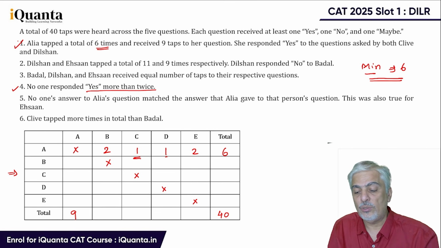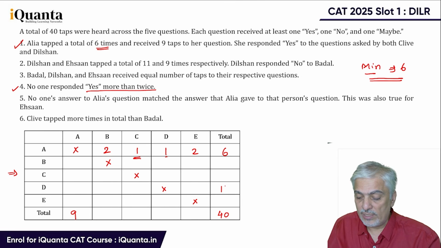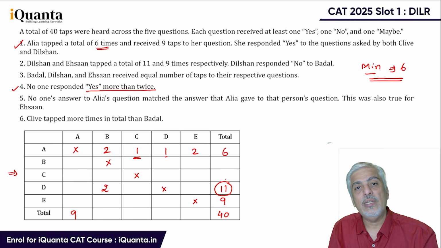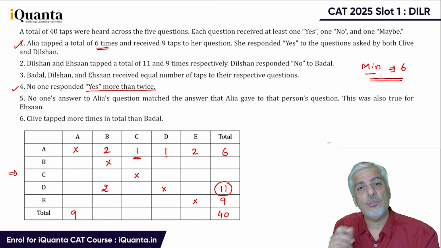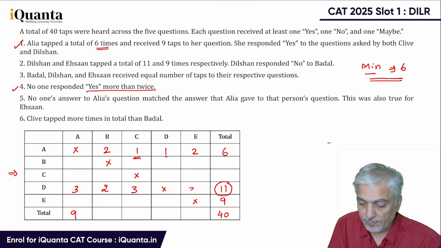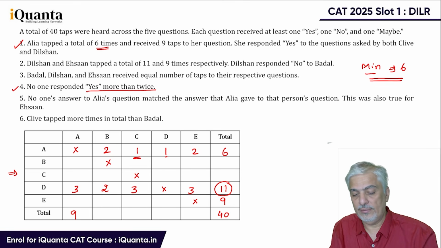Dilshan and Ehsan tapped a total of 11 and 9 times. So Dilshan has tapped total 11 times, Ehsan 9 times. And they've also told us that Dilshan responded no to Badal. So Dilshan gave a 2 to Badal. Now let's look at Dilshan's total, which is 11. If somebody had done all 3s, 3, 3, 3, 3, they can get 12. The next lowest possible is 11, which is only possible with 3, 3, 3, 2. So can I say Dilshan, the remaining 3 values will have to be 3, right? This is done.